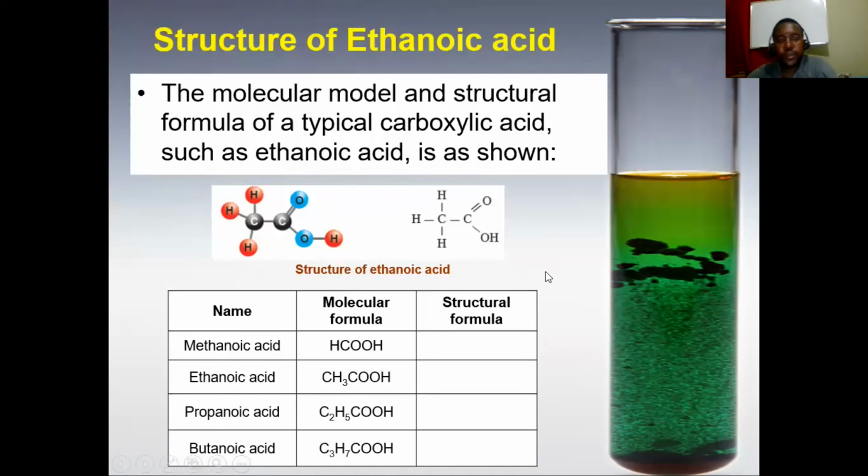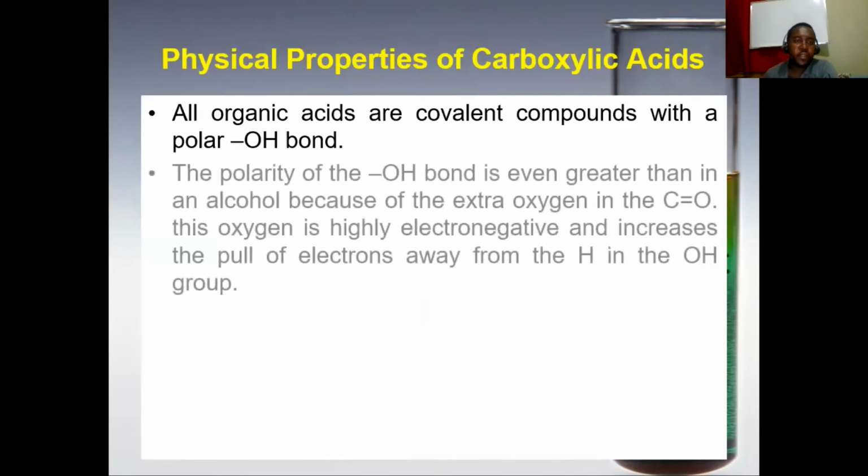All right, so the ethanoic acid. So this ethanoic acid has two C's, because it's ethane, right? And then you have the COOH, and then everything else is filled out by hydrogen. All right, so physical properties of carboxylic acids.